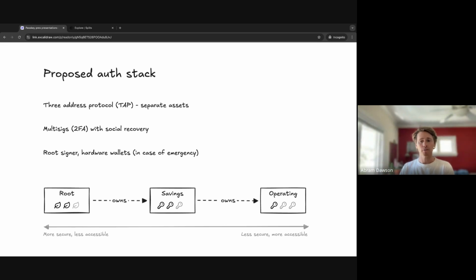And so this is our auth stack. This is what we're building the Split Smart Accounts product around, where you have the root as seed phrases, the multi-sig based on seed phrases, ideally hardware wallets. That is your break glass in case of emergency. That owns your savings, your vault. That uses passkeys, and that's fine. And the savings then owns all these different operating accounts, daily checking accounts, stuff like that.